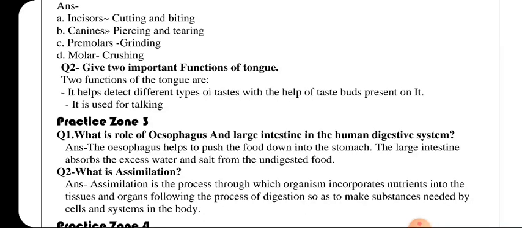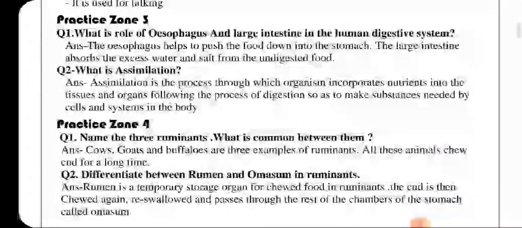Next comes question number 2. Give two important functions of the tongue. One is, we are able to talk with the help of the tongue. The other is that it helps in detection of various types of taste with the help of taste buds which are present on the tongue. Clear?